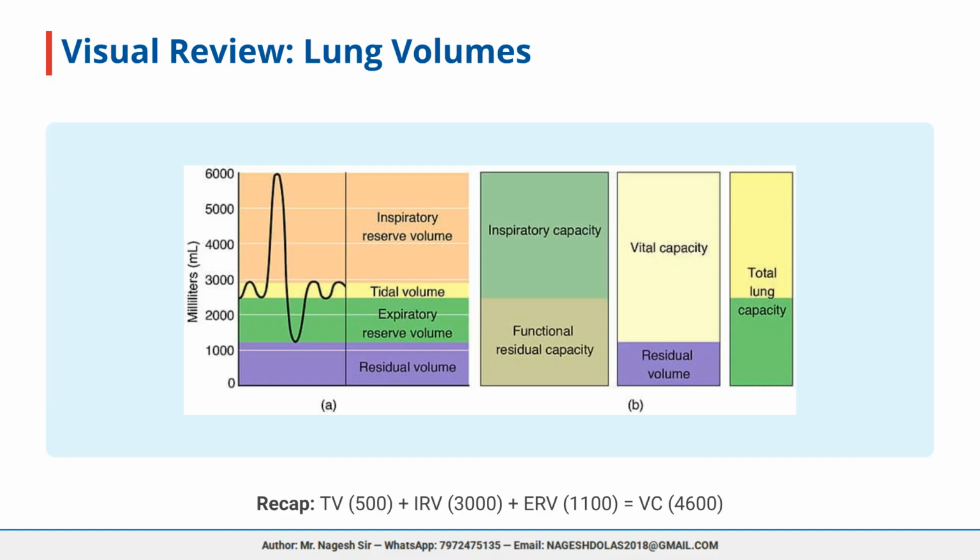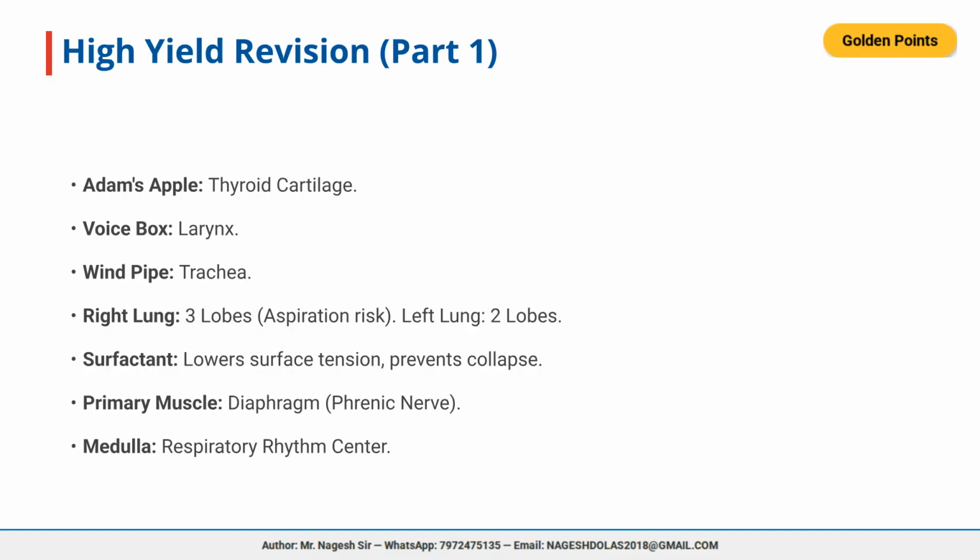Let's review lung volumes. Vital capacity is the total of tidal volume, inspiratory reserve volume, and expiratory reserve volume, equaling approximately 4,600 milliliters. High-yield revision points include the Adam's apple is the thyroid cartilage, the larynx is the voice box, and the trachea is the windpipe. Remember, the right lung has 3 lobes, and surfactant prevents alveolar collapse.